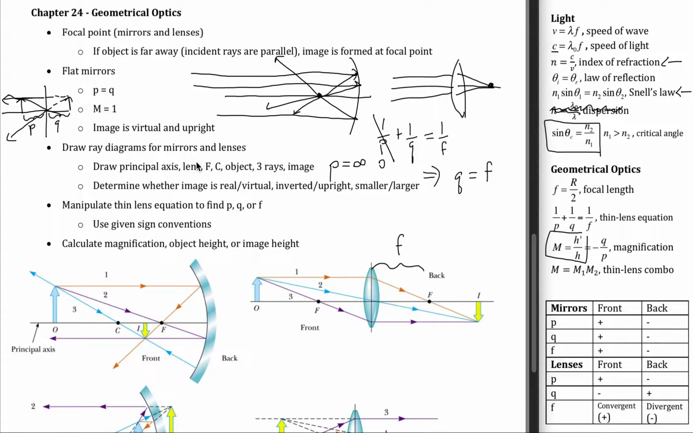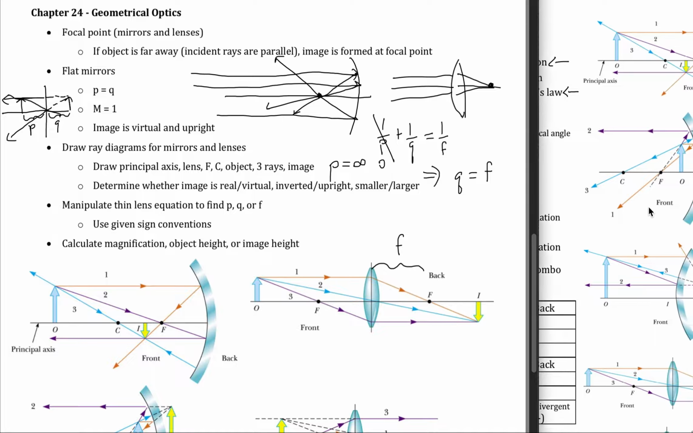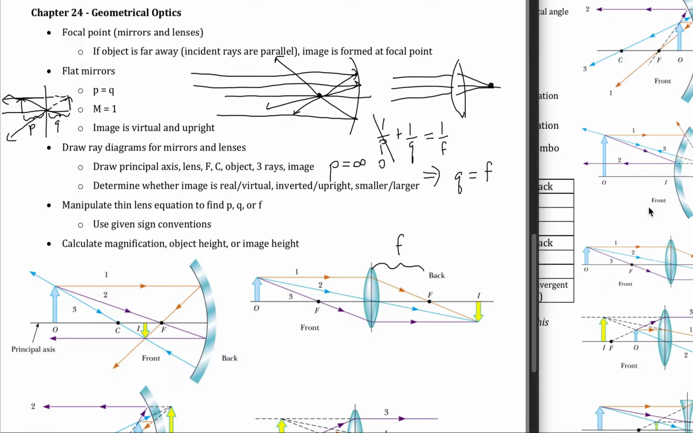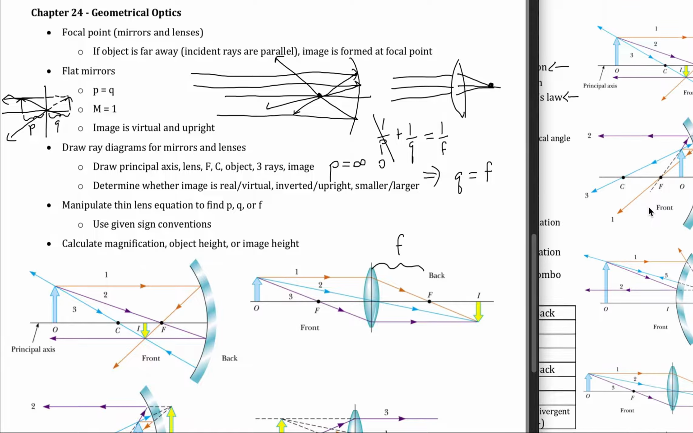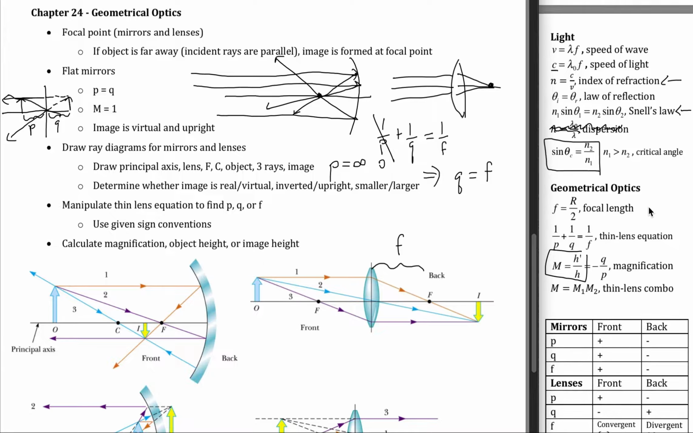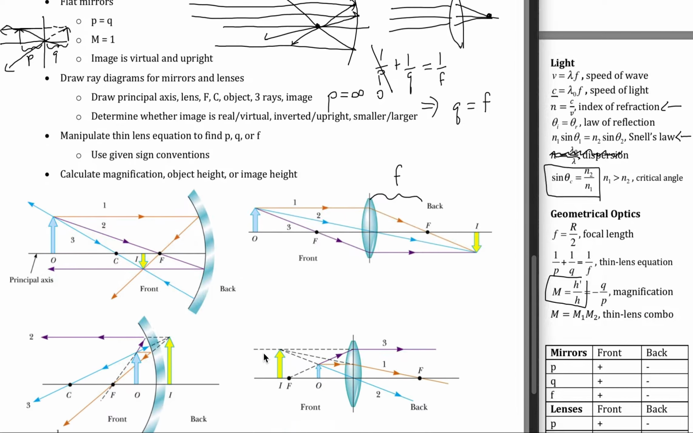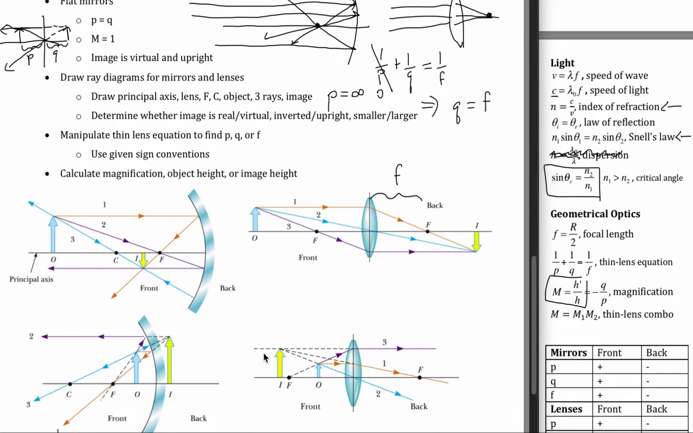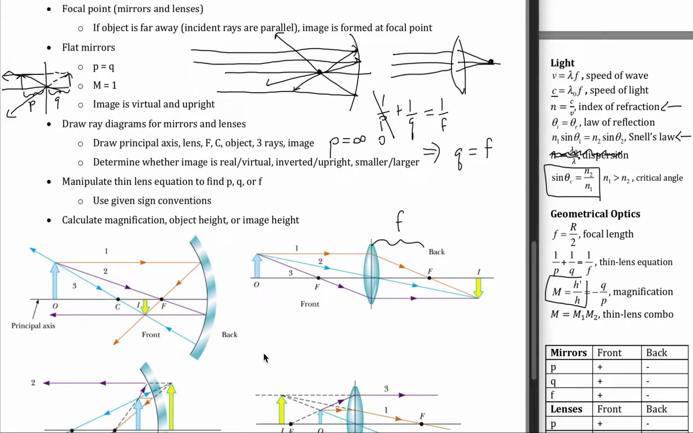So I have given you on your equation sheet, which you can see over here on the right side, these same 6 diagrams that you can see right here in this test review outline. So these are available to you on the test, so you don't have to try to memorize what they look like, but you want to understand how each ray diagram is formed.